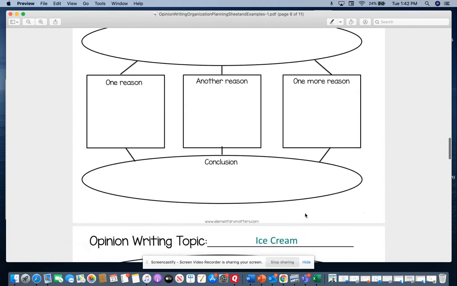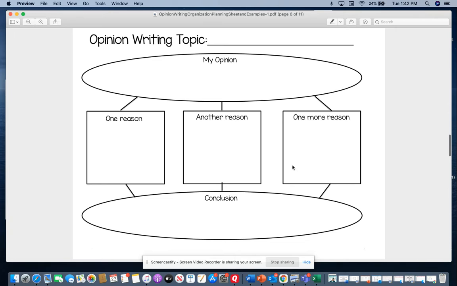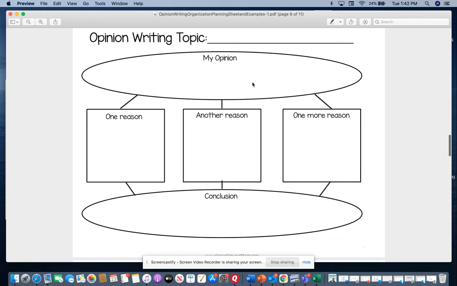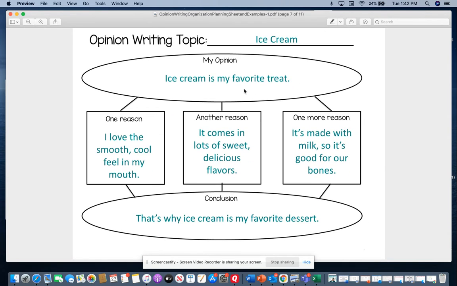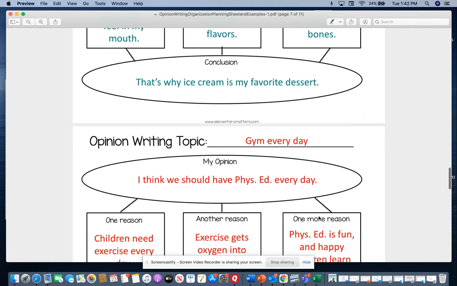And then this is another way you could set up a graphic organizer. And you don't have to have the graphic organizers. You can do this on a piece of paper or in your journal. Ice cream is my favorite treat, is their opinion. One reason they love the smooth, cool feel in their mouth. So that has lots of vivid details. It comes in lots of sweet, delicious flavors. It's made with milk, so it's good for our bones. And then their conclusion is that's why ice cream is my favorite dessert.